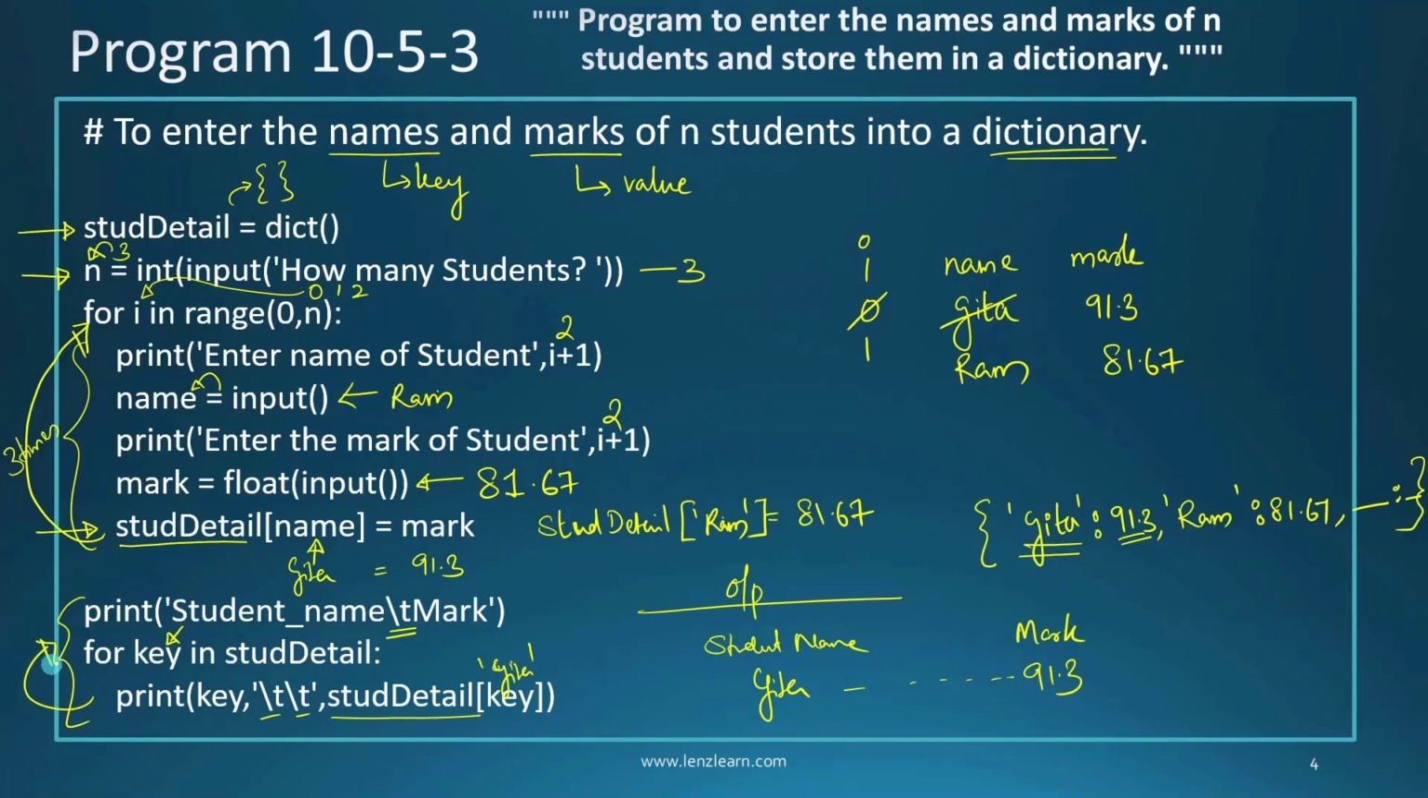Again the control will come to for. Next time for will take the next key Ram and Ram will be printed with the mark stored for Ram. Okay, and after that the last student detail also will be printed and your program will stop. So in this program you learn how to enter record into the dictionary. After that how to read it back from the dictionary and print it out.